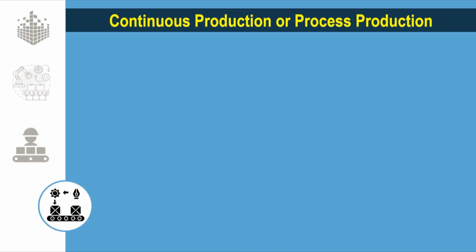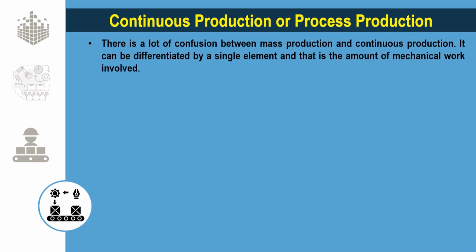The fourth is continuous production or process production. There is a lot of confusion between mass production and continuous production. It can be differentiated by a single element, and that is the amount of mechanical work involved. In mass production, both machines and humans work in tandem. However, in continuous production, most of the work is done by the machines rather than by the humans.